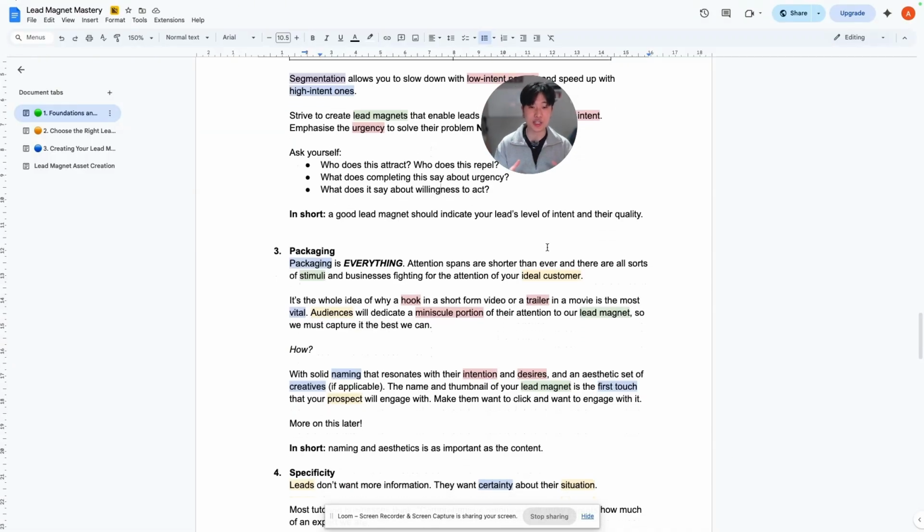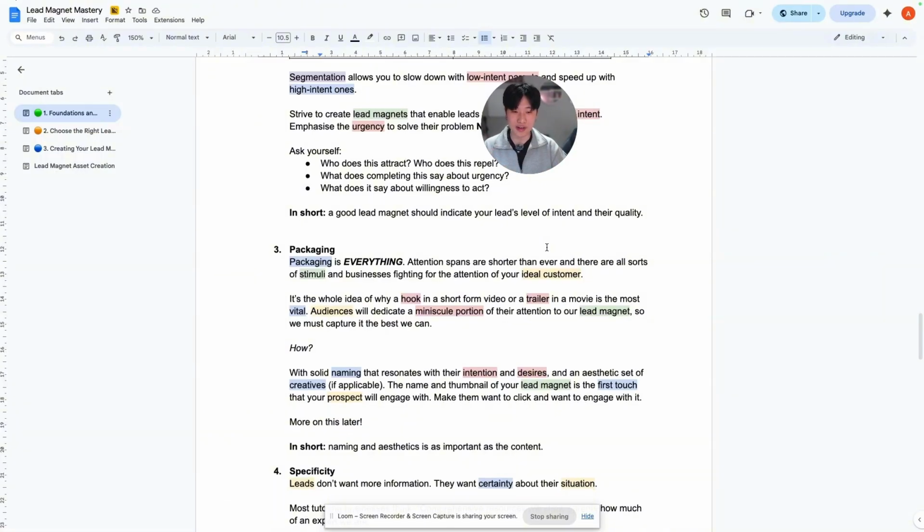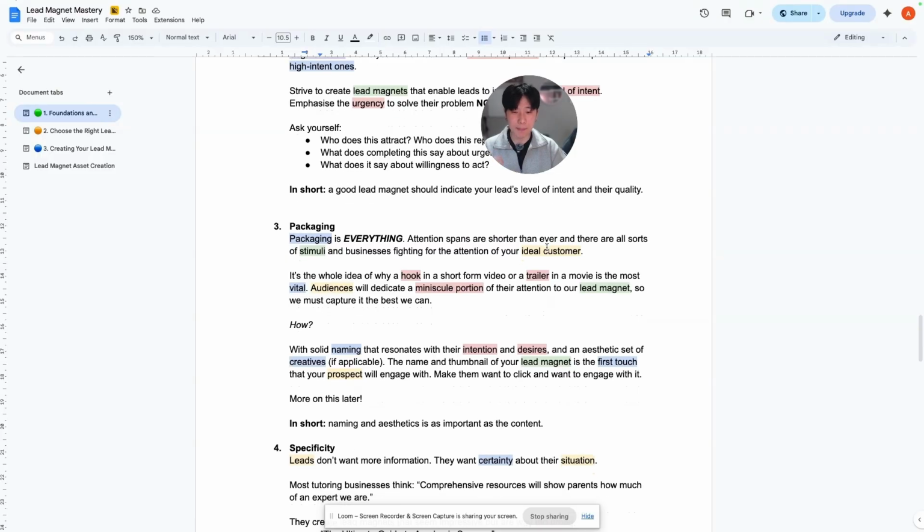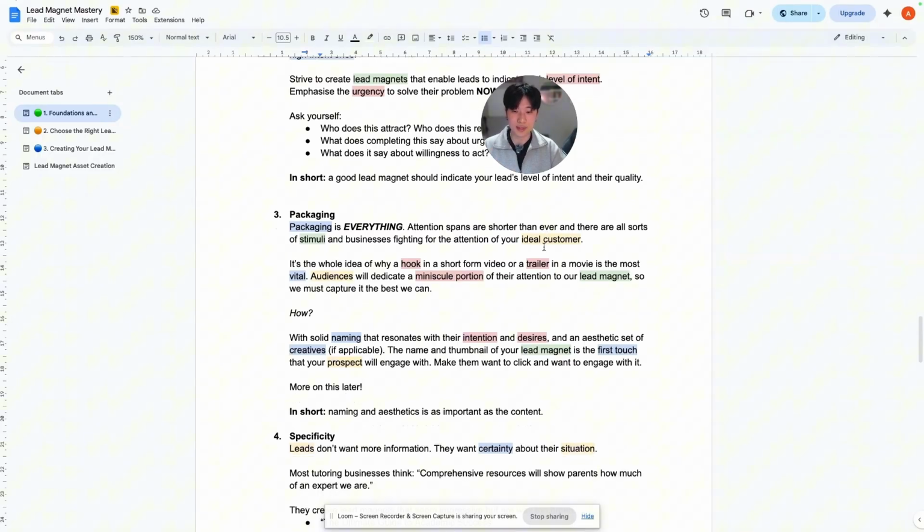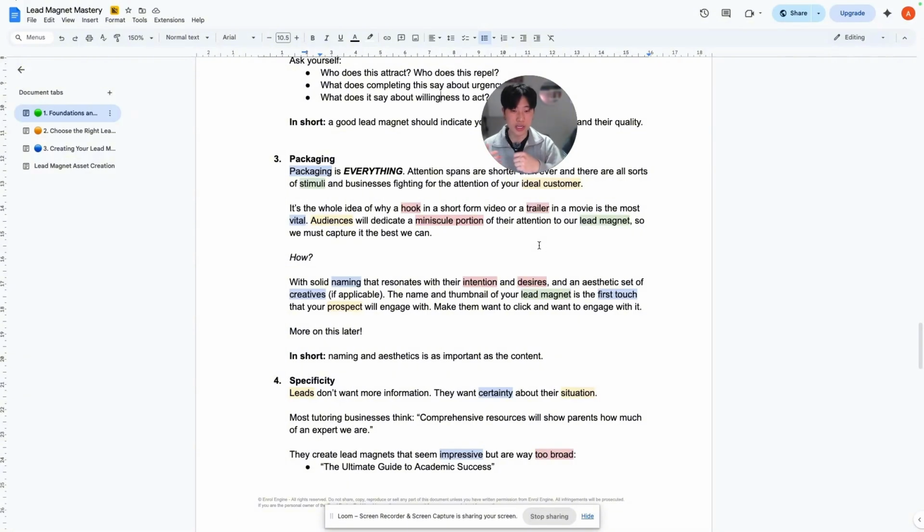Principle number 3, packaging. Let me tell you, packaging is everything. Attention spans nowadays are shorter than ever, and there are all sorts of stimuli and businesses fighting for the attention of your ideal customer. It's the whole idea of why a hook in a short form video or a trailer in a movie is oftentimes the most vital. It captures the attention of your audience.